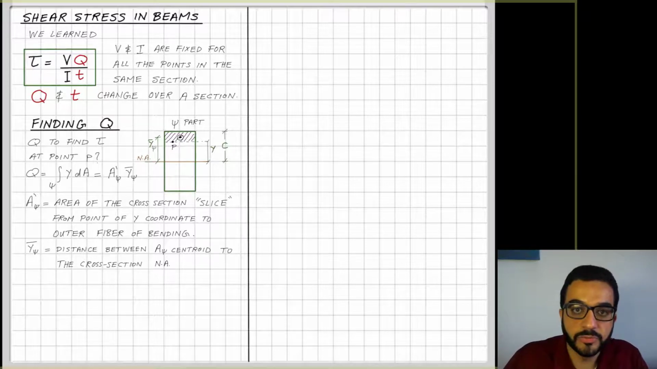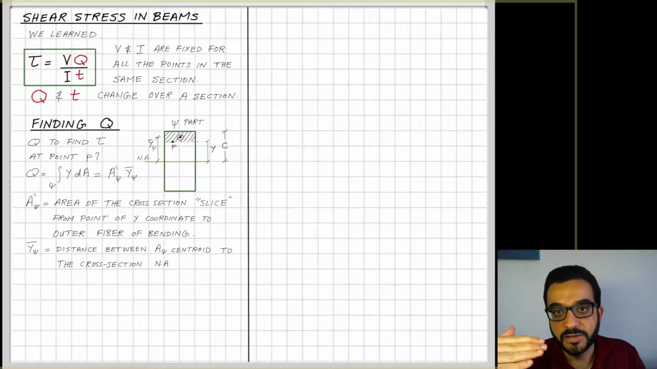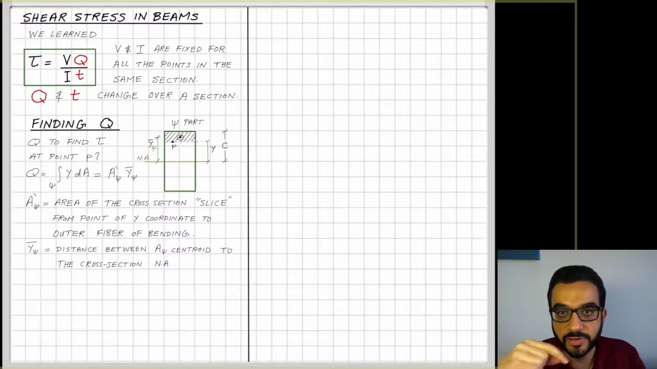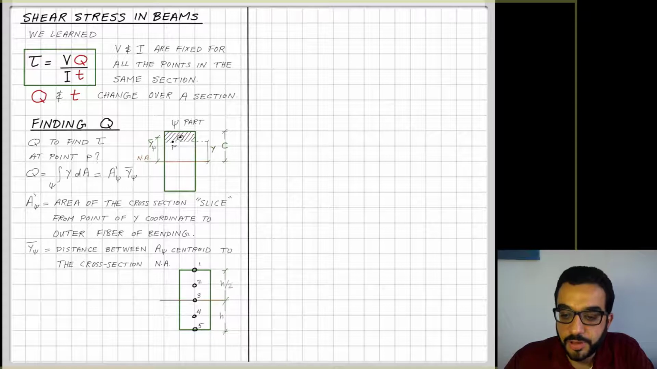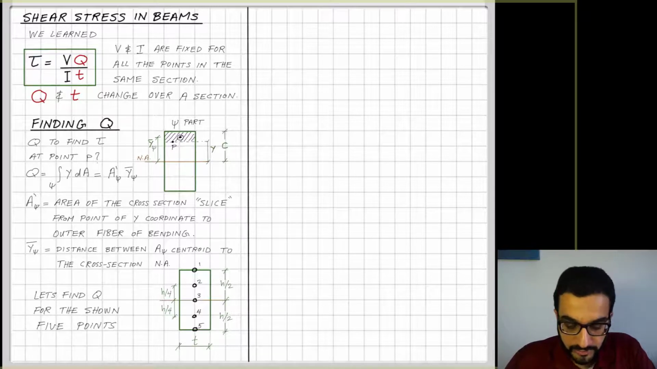And that's really Q. For any point, you figure out the area that's marked by this point P, slice it, and then calculate the first moment of area of that sliced part. So let's practice by figuring out Q for the five points shown in a rectangular section. These points are at the top and bottom of the beam, in the middle of the beam, and at quarter height of the beam, top and bottom.